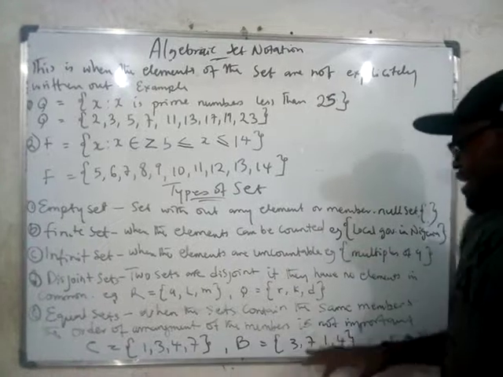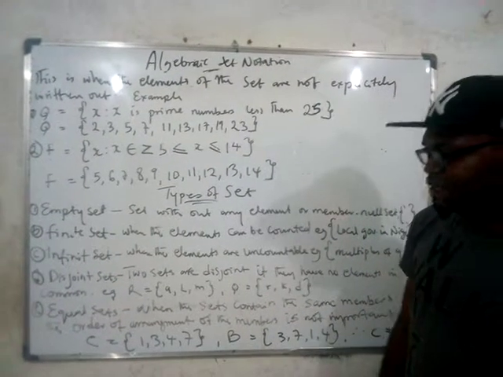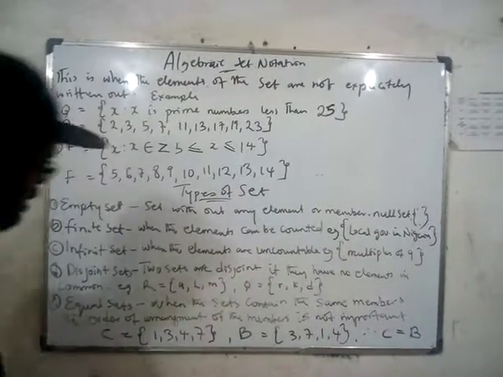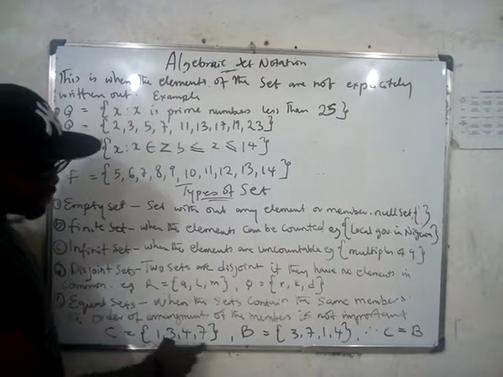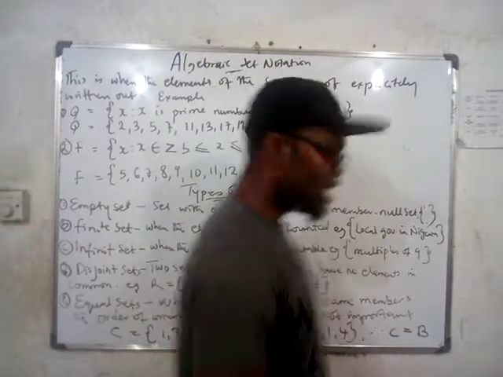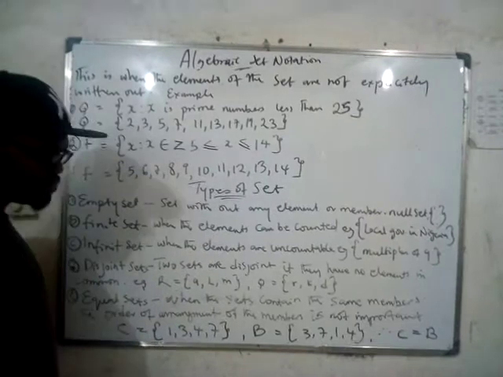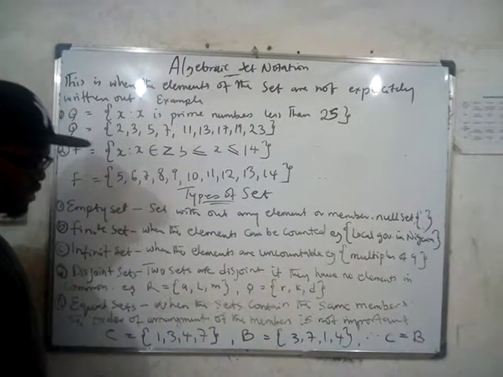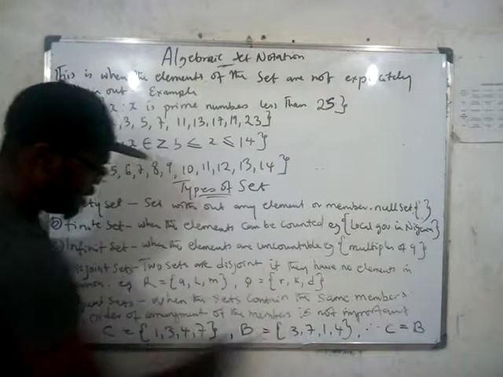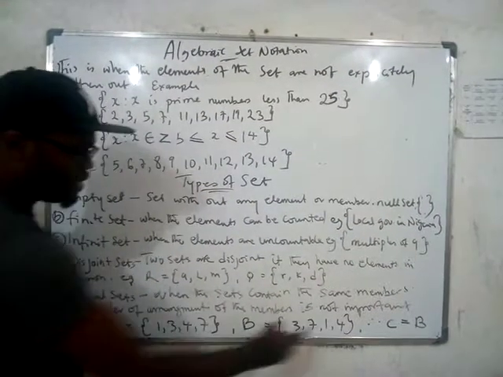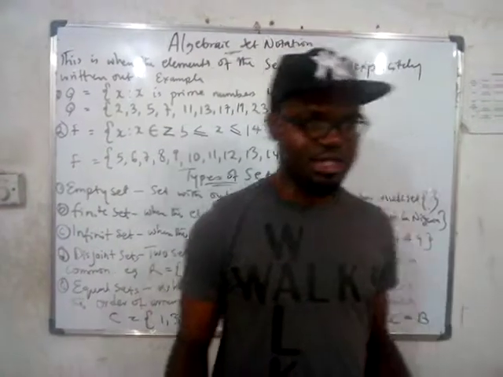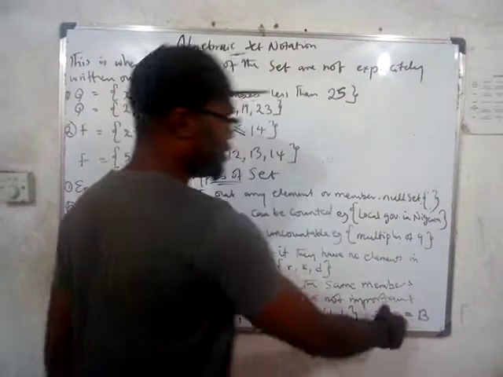Equal sets are sets that contain the same members or elements, even if they are not written in the same order. Can you see set C? What are the elements of set C? 1, 3, 4, 7. What are the elements of set B? 3, 7, 1, 4. Why are they equal? They are equal because they contain the same elements. There's 3 here, there's 3 here, there's 1 here, there's 1 here, there's 4 here, there's 4 here, there's 7 here, there's 7 here. But they are not arranged similarly, and they are still equal. So you can write that C is equal to B.